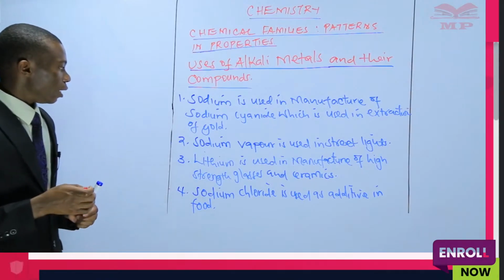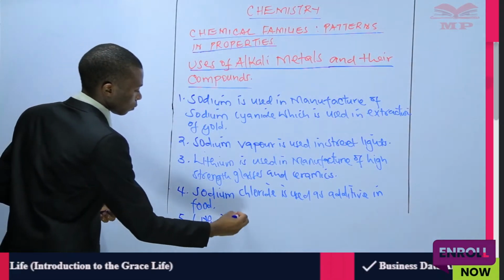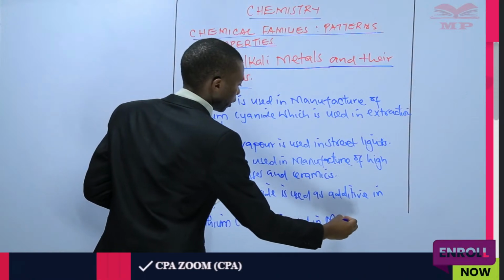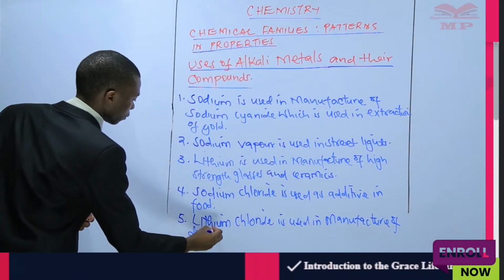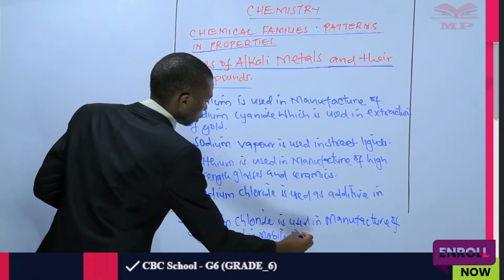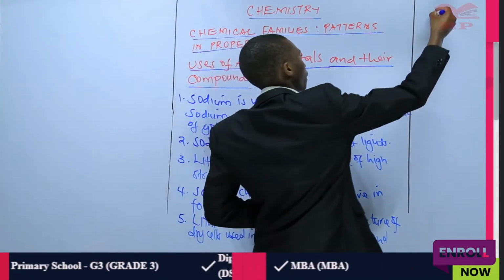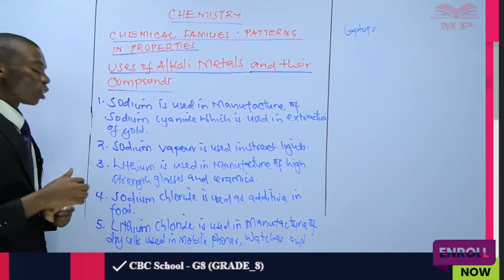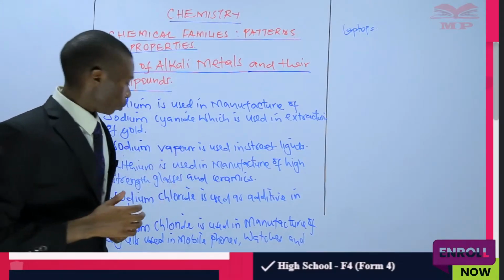Fifth, lithium chloride is used in manufacture of dry cells used in mobile phones, watches, and laptops. Lithium chloride is used in manufacture of dry cells used in mobile phones, watches, and also laptops.